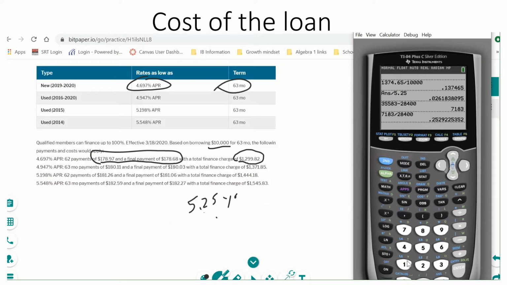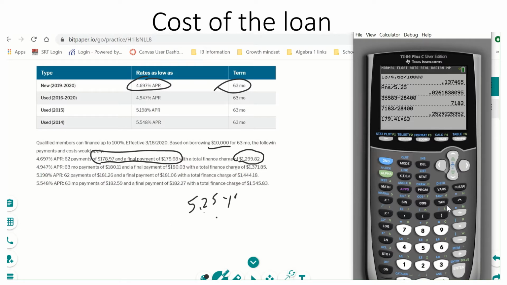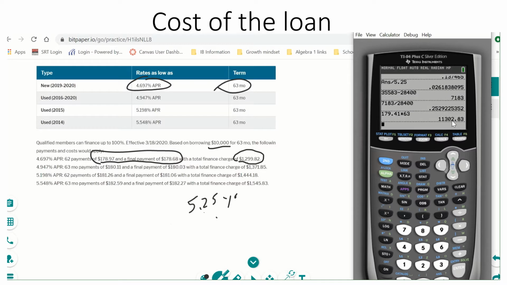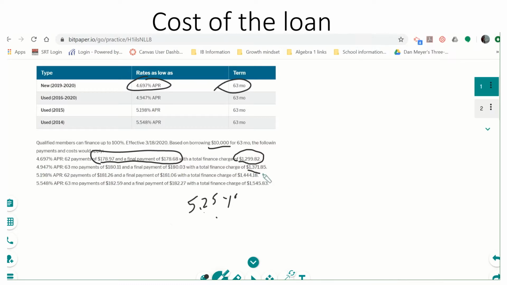Again, our number is a little different, but it's going to be pretty close to the same. So you pay that amount for 63 payments, and you pay back $11,302. Well, your loan was on a $10,000. You also have to pay the $10,000 back. But the difference between those, that's the cost of the loan. And that is what I think you need to understand. And as your interest rate goes up, again, these are the same amount, $10,000, you can see how the cost of the loan goes up.